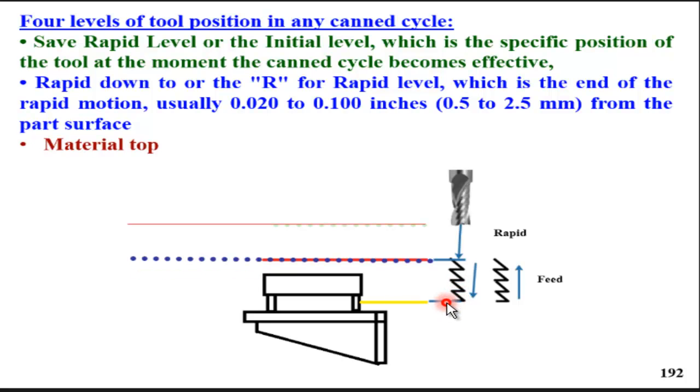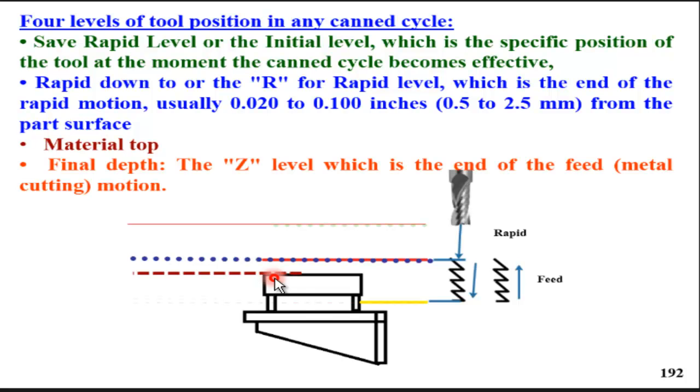So the third level is the top of the material. This is the material top. Of course, by default this will be based on the geometry of the workpiece, the size of the workpiece. Whenever the tool starts from the rapid level, it will start with the feed movement until the end of the process, whatever the process is. It could be drilling, boring, tapping, whatever the process.